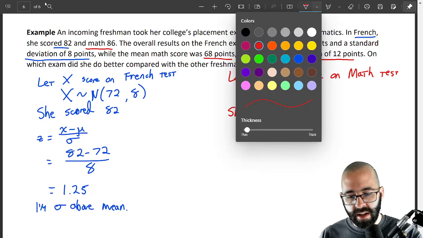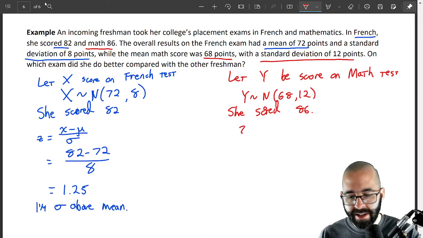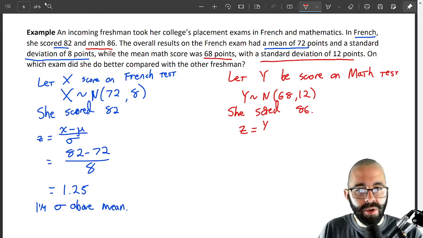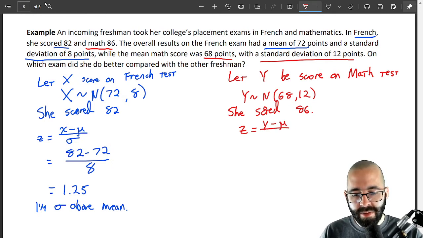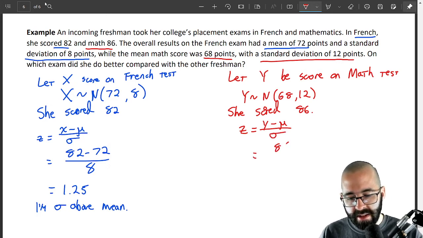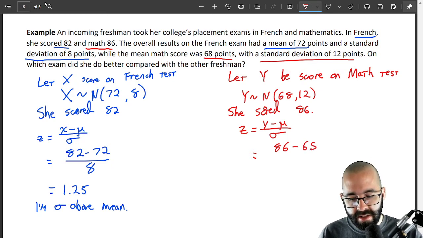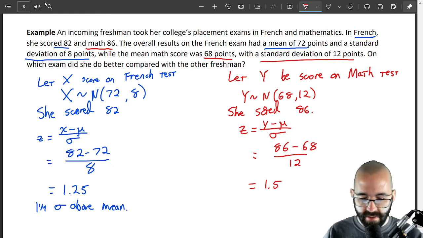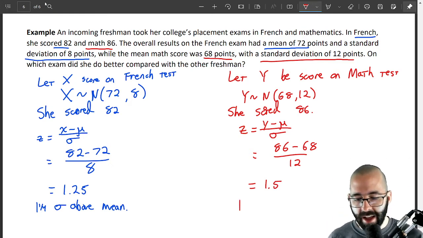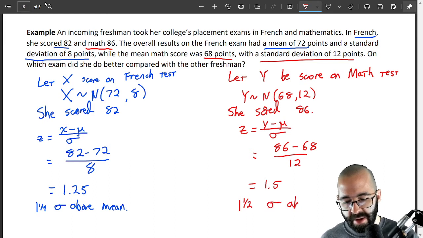Whereas in math, we can do the same thing. And again, if you want to use x's, you can, but technically our z-score here is in terms of y's because it's a different variable. Y minus y's mean divided by y's standard deviation. So she got an 86 on this one. She got a higher score, but the standard deviation was a lot bigger. The mean was 68, standard deviation is 12. Type that into a calculator. That's going to be 18 over 12. That's 1.5. So 1.5 standard deviations above the mean.